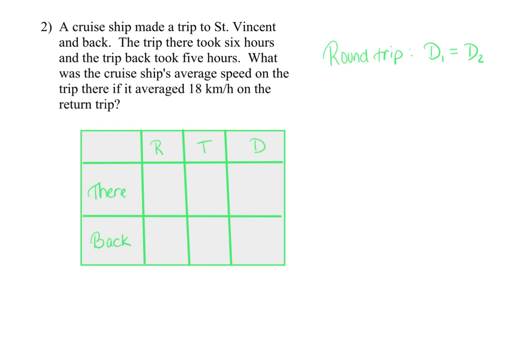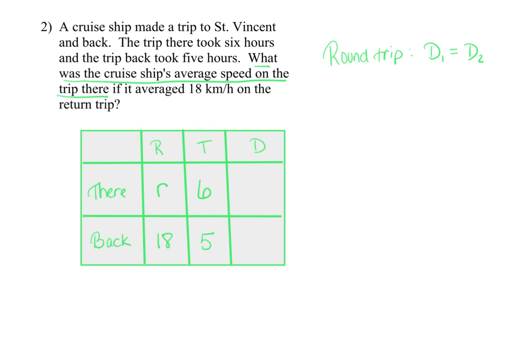Where is that going to go on my chart? That's going to be there, and which one? Rate or time? Yeah, time. So there is going to be 6 hours in time. The trip back took 5 hours. That's also time. That's back. What was the average speed on the trip there if it averaged 18 kilometers on the return trip? Where does that 18 go? Rate for back, right? On the way back. So what I don't know is, it's asking, what was the ship's speed on the trip there? This is the variable that I do not know.